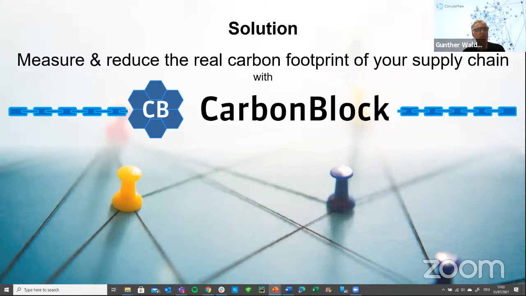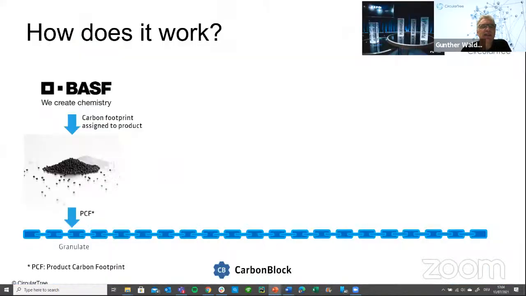We want to measure the real product carbon footprint through the supply chain. And then once we have the values, we have the means to reduce the real carbon footprint. And how this works, I want to show you from a pilot project we've done with a startup Autobahn. And the first company is BASF, a chemical company. They provided a granulate, and they wrote down the product carbon footprint of the granulate into the Carbon Block system.